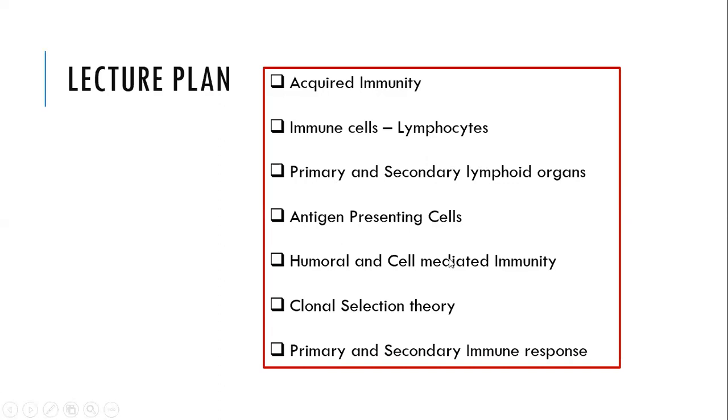We will speak specifically in detail on two of these processes of acquired immunity, called humoral and cell mediated immunity. And one important concept we will speak briefly about is called clonal selection theory. And then, a little bit briefly, we can finish the lecture with the primary and secondary immune response that we have been speaking about for the past few classes.